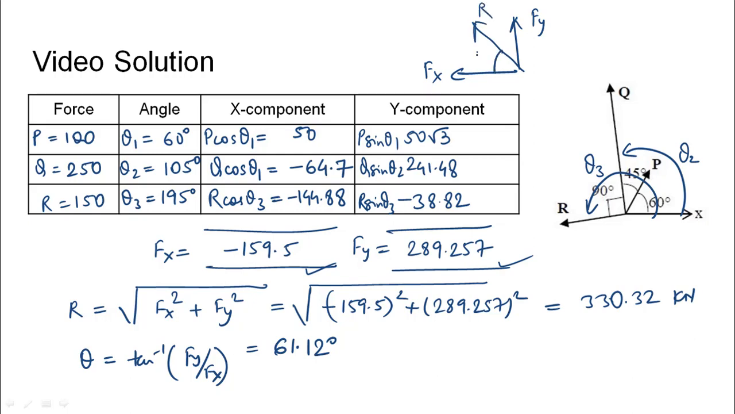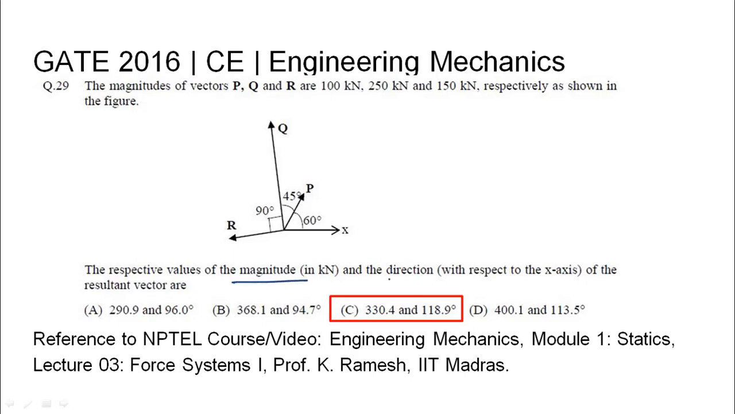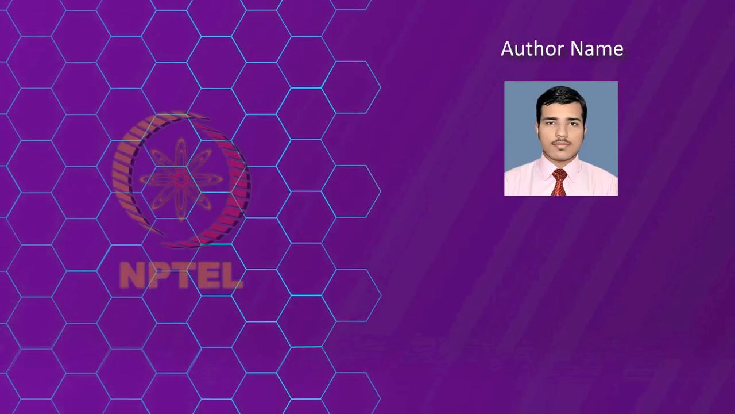So the theta that we find here is this theta, but the theta that we need to find is from the positive x-axis. So theta R would be 180 minus the theta that we calculated, which is 180 minus 61.12 degrees. This would give the value as 118.87 degrees. So the respective values of the magnitude and the direction of the resultant vector are 330.4 and 118.9 degrees respectively, which is option C. The relevant NPTEL reference has been mentioned.